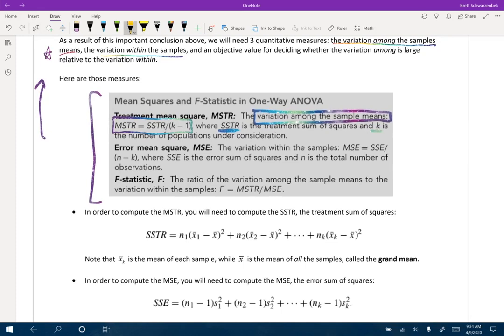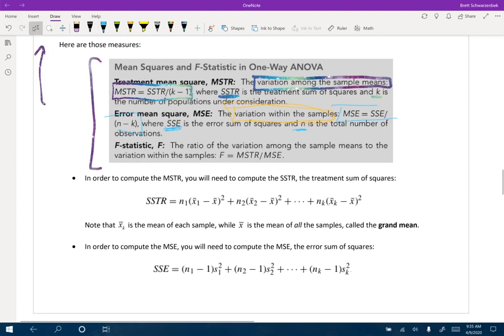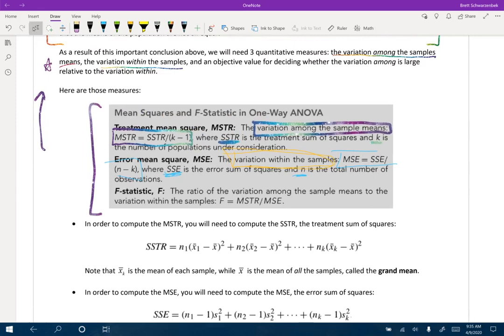We'll get there. We're also going to have to calculate the error mean square, which is going to be the value that represents the variation within the samples. And if you look at the formula for such things, this is also going to be its own formula, where we're going to have to calculate the SSE and know what N means in order to do that. So we've got a lot of formulas going on here, which all will be broken down very soon as we go through examples. But one thing I want to talk about first is this.